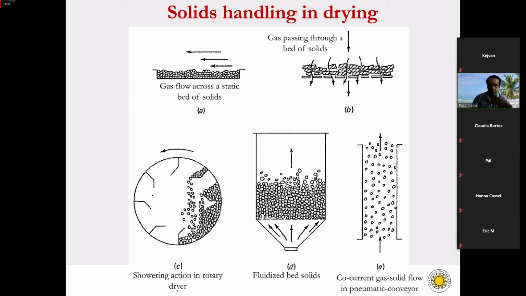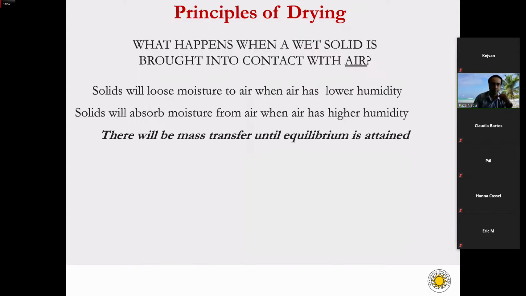There is another method that we use in pneumatic conveyors. In this way, we have the gas and the solid material going in the same direction. That is why it is called co-current gas solid flow. So the wet solid and the air or the gas move together, and there is a possibility of heat transfer and mass transfer inside the dryer.